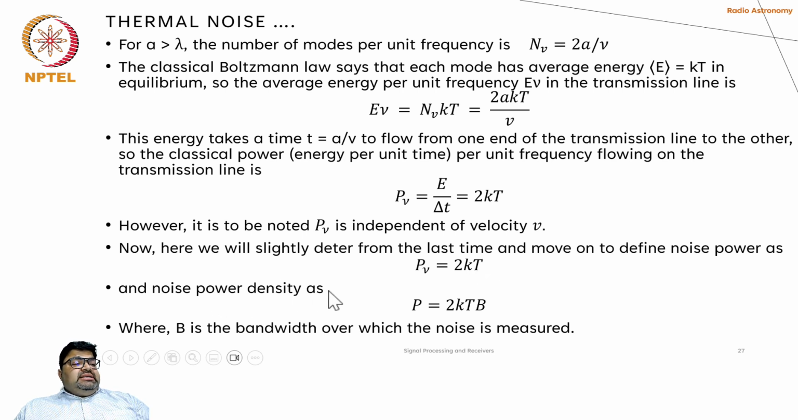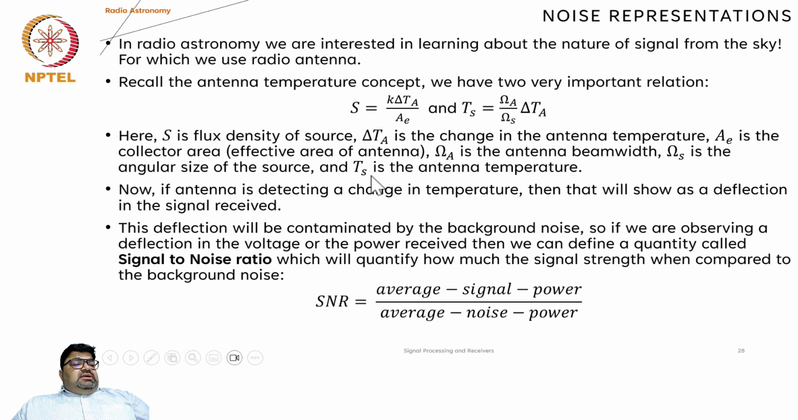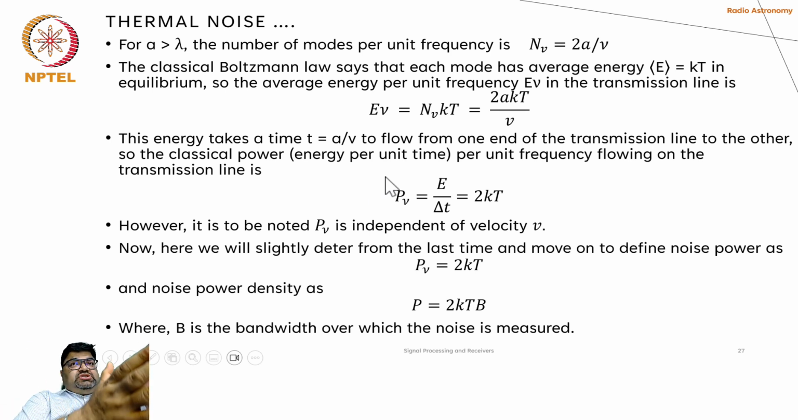If the noise power has a bandwidth of B, the bandwidth over which the noise is measured is called B, then the total noise power becomes P equals twice kT times B. So noise power is determined by only and only the temperature. That gives rise to this thermal noise effectively, over the bandwidth B.